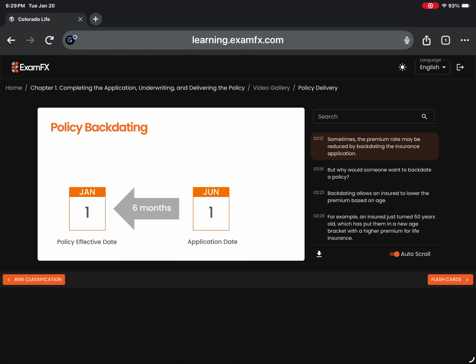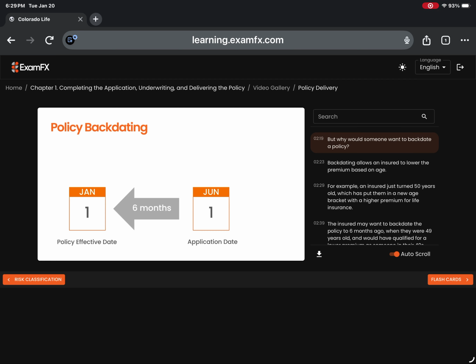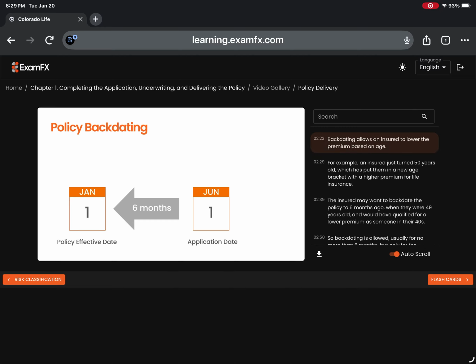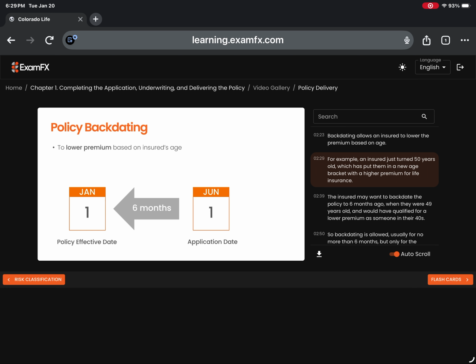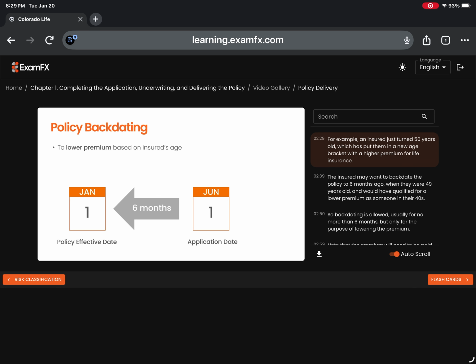Sometimes the premium rate may be reduced by backdating the insurance application. But why would someone want to backdate a policy? Backdating allows an insured to lower the premium based on age. For example, an insured just turned 50 years old, which has put them in a new age bracket with a higher premium for life insurance.